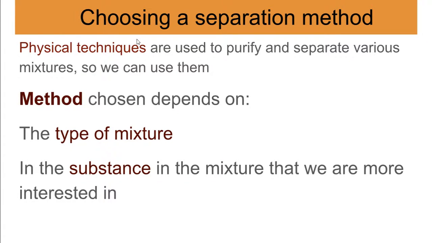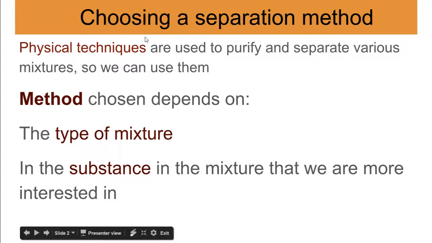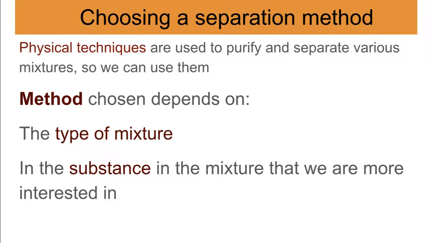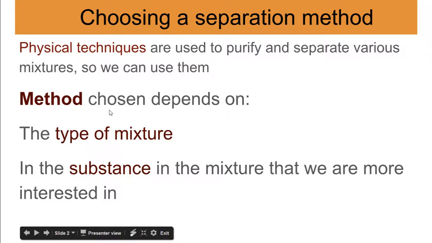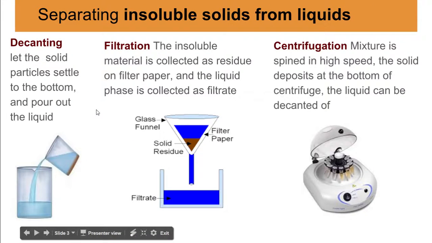First, to purify and separate various mixtures, we use physical techniques, not chemical. Physical techniques are used, and the method chosen depends on the type of the mixture and the substance in the mixture that we are more interested in, because we have different types of mixtures. We have mixtures of solids, or solid and a liquid, or liquid and liquid, and sometimes we're interested in one of the substances in the mixture and sometimes in more than one. All of those influence the method that we are going to choose.